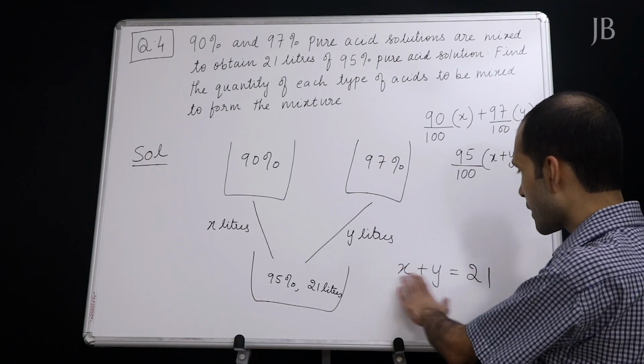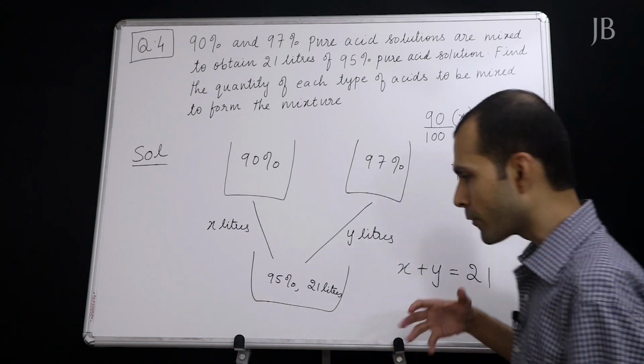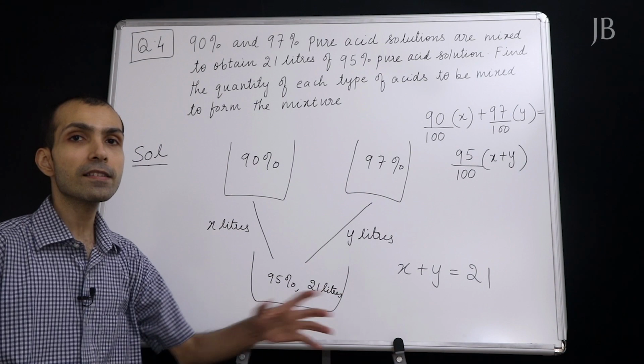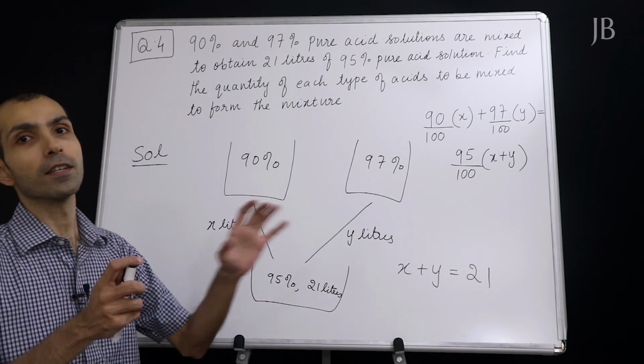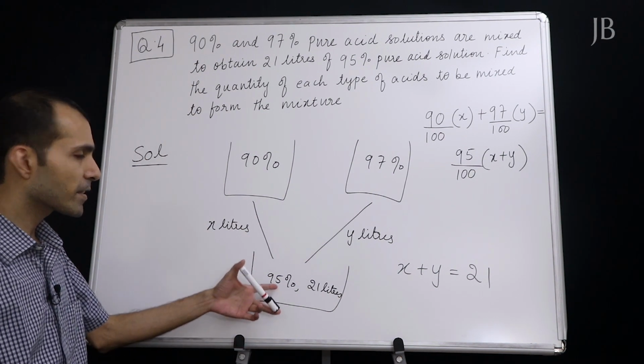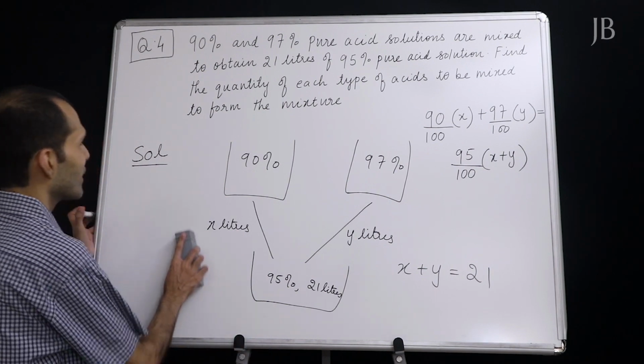So this equation pertains to quantity. This equation pertains to strength. Now we have to solve both the equations simultaneously. So both the conditions are satisfied and honored. Then only we will be able to achieve 95% strength with quantity 21 liters.